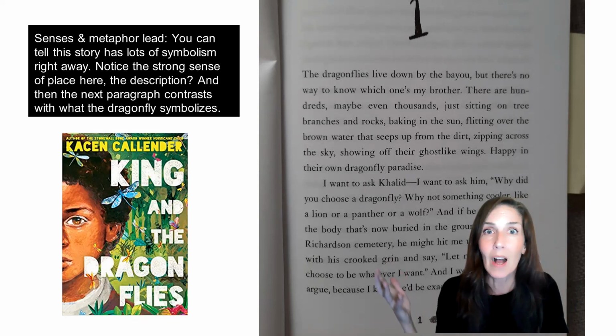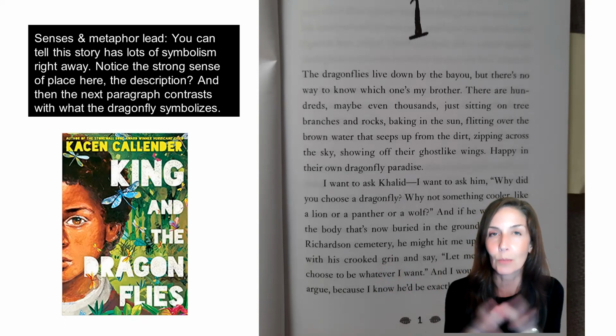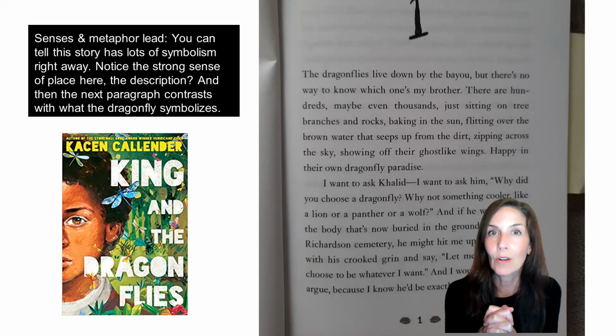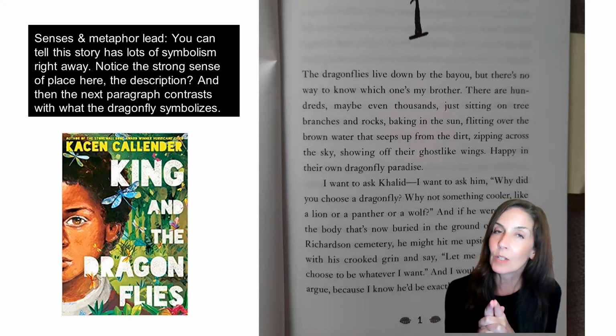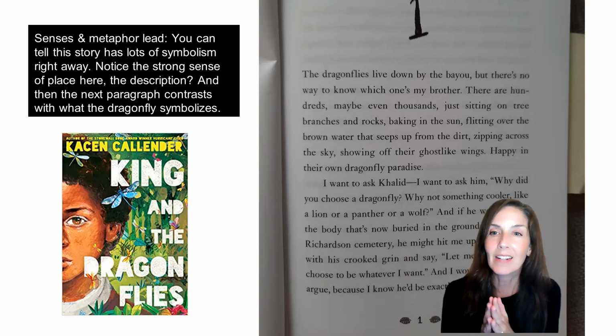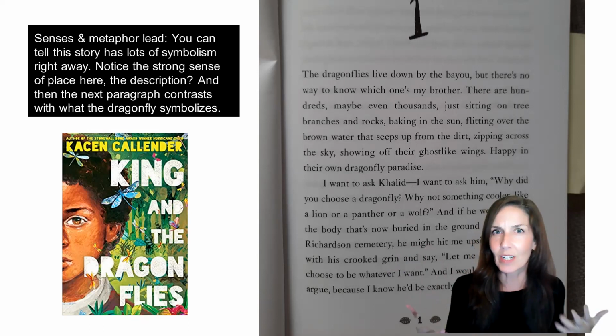Okay, so this one is just brilliant, right? You can ask the students why, but we have a strong sense of place right away, so we know that it's taking place in the bayou. Then the first-person narrator says there's no way to know which is my brother. So then there's some tension or conflict. We know that there's something happening in the story between the narrator and the brother. We know that the setting is going to be really important. And there's lots of poetry actually in this writing. Branches and rocks baking in the sun, flitting over the brown water. It's such great imagery here, sensory imagery, right?